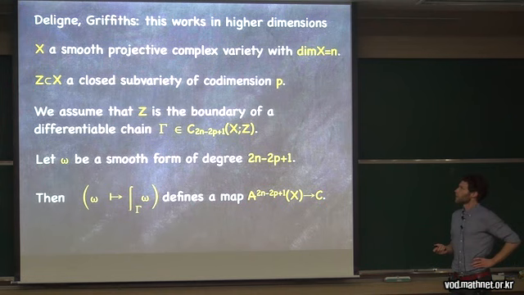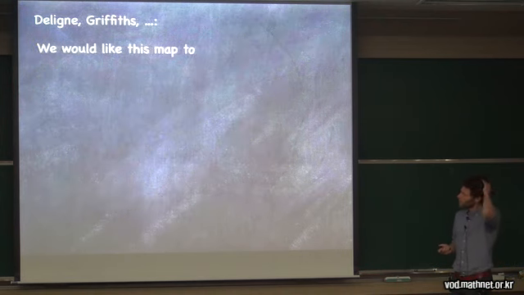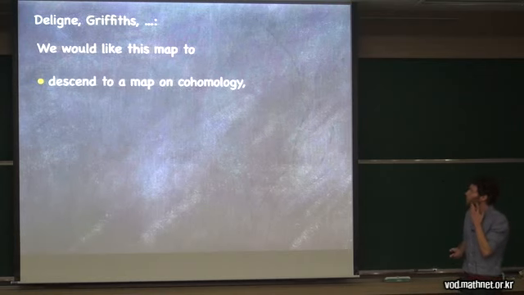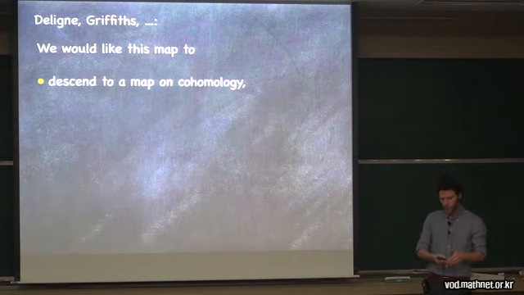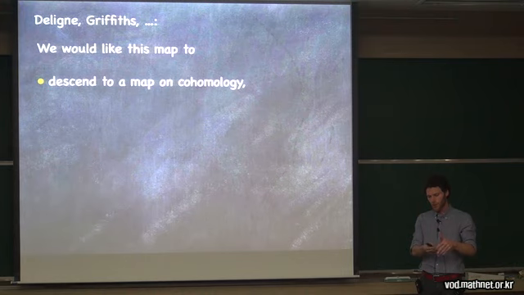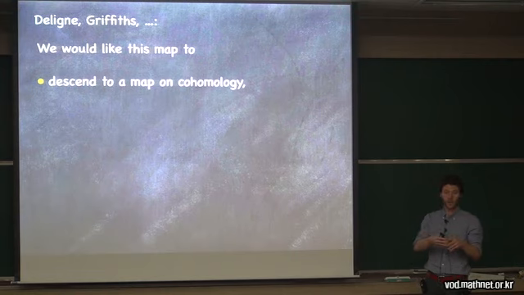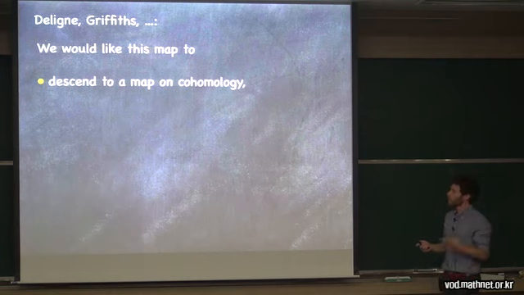Okay, so now there are two things that we would like this map to satisfy. On the one hand, we would like it to descend to a map on cohomology. You remember, if you think of de Rham cohomology, then you can represent any cohomology class by a closed differential form. We just defined a map on smooth forms using this integral. Now we want this to become a map on cohomology, and therefore we need to show that it vanishes on exact forms. So we need to check that.